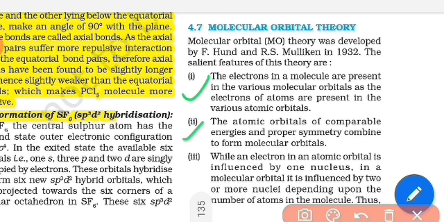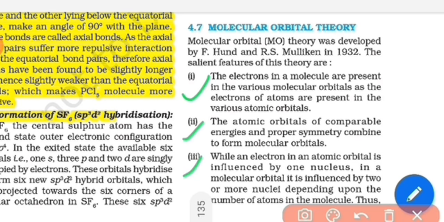Second point, the atomic orbitals of comparable energies and proper symmetry combine to form molecular orbitals. As valence bond theory suggested that only valence electrons or valence atomic orbitals participate in bond formation, but molecular orbital theory suggested that all atomic orbitals of combining atoms combine with each other according to their symmetry and their energy. For example, 1s orbital of an atom combines with 1s of the other atom, 2s will combine with 2s, and similarly 2p combines with 2p.